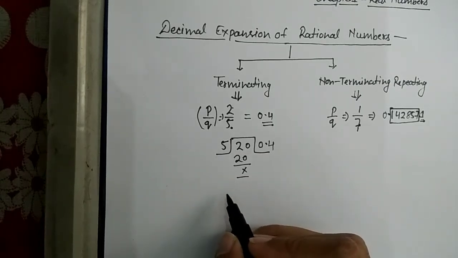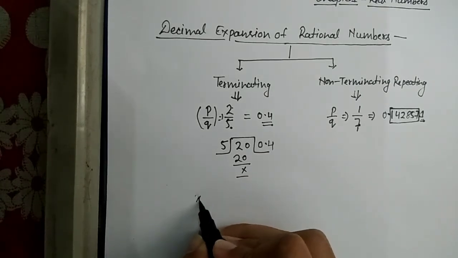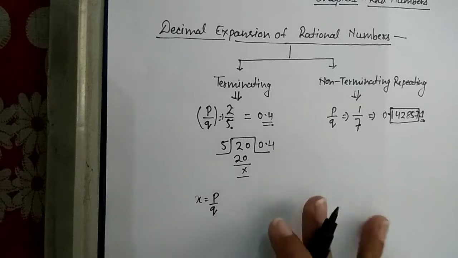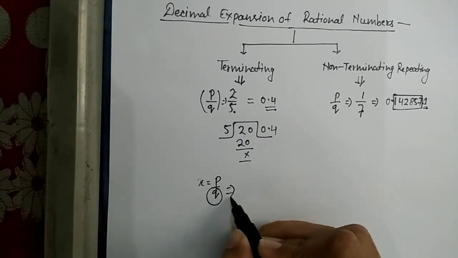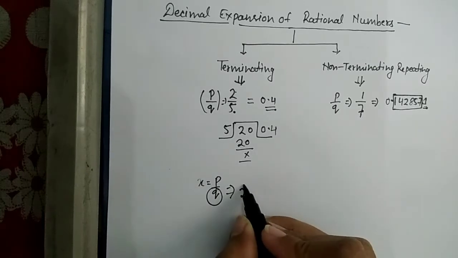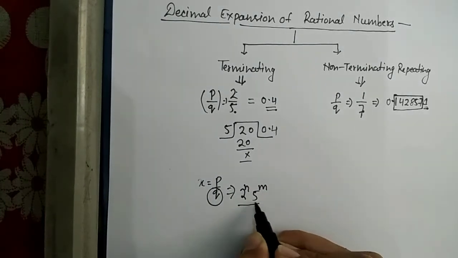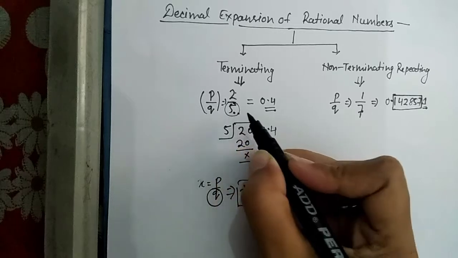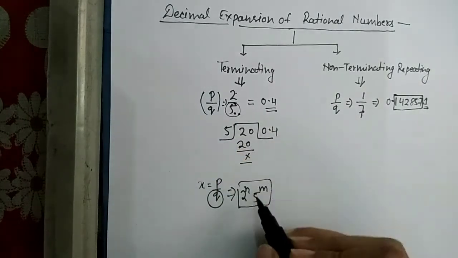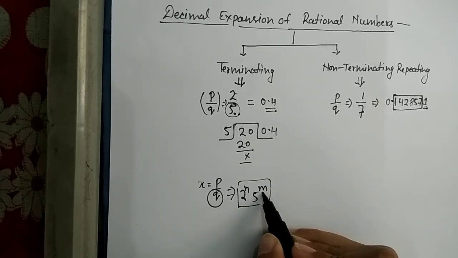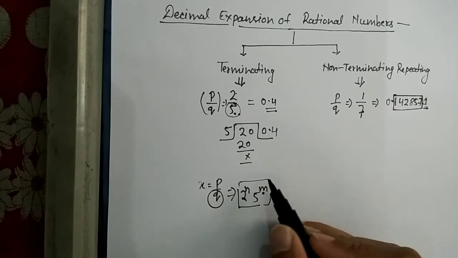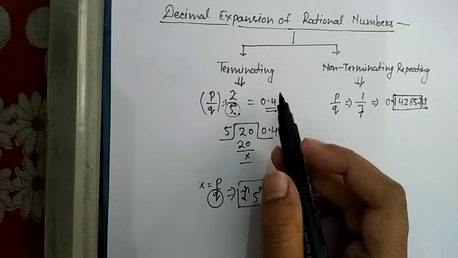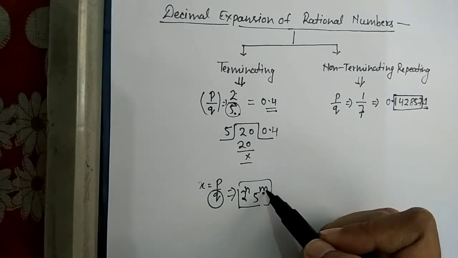Okay, the thing we can see: if x is equal to p upon q, it is the rational number such that the prime factorization of q is of the form 2 to the power n into 5 to the power m. That is, the digit in the denominator, if we factorize it and we get it in the form of a product of 2 and 5, then this is a decimal expansion of a terminating. This is a terminating decimal expansion of a rational number, and the condition is that m and n should not be negative.